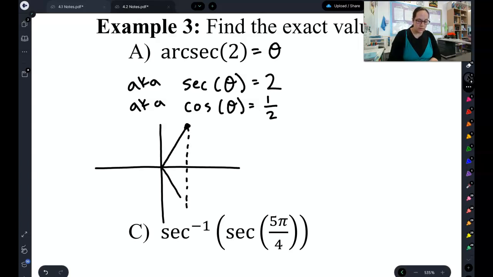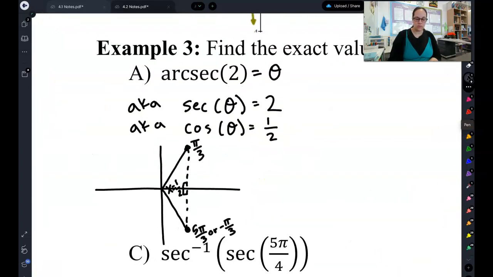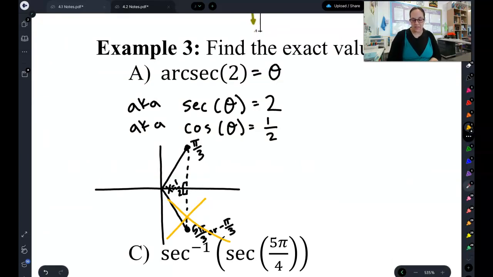1/2. Those two triangles have an x value of 1/2. So that's going to be at pi thirds and 5 pi thirds, or negative pi thirds. And because it's the opposite of cosine, we use the same rules. So let me check. Secant, I did yellow. That means I don't want that one because cosine and secant are the quadrant 1 and quadrant 2 angles. So I really just want pi thirds as my answer.